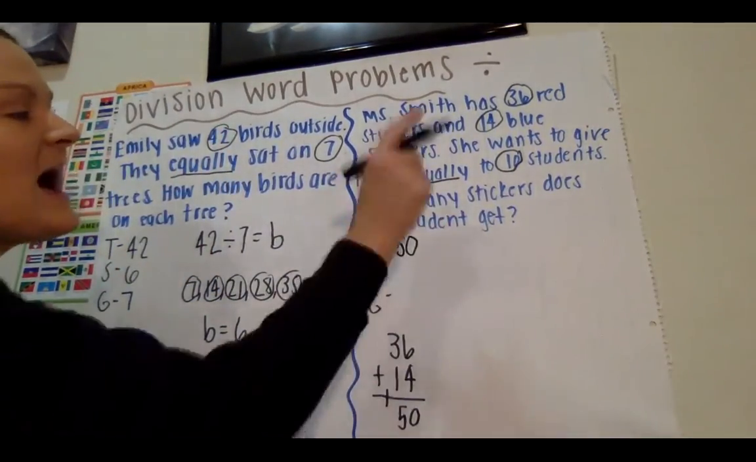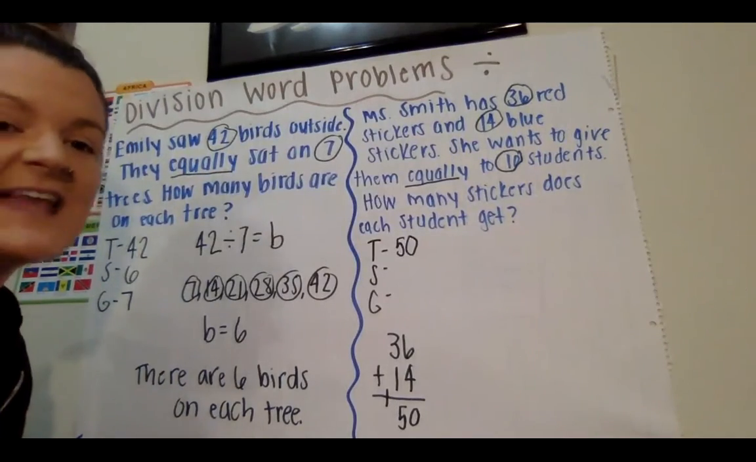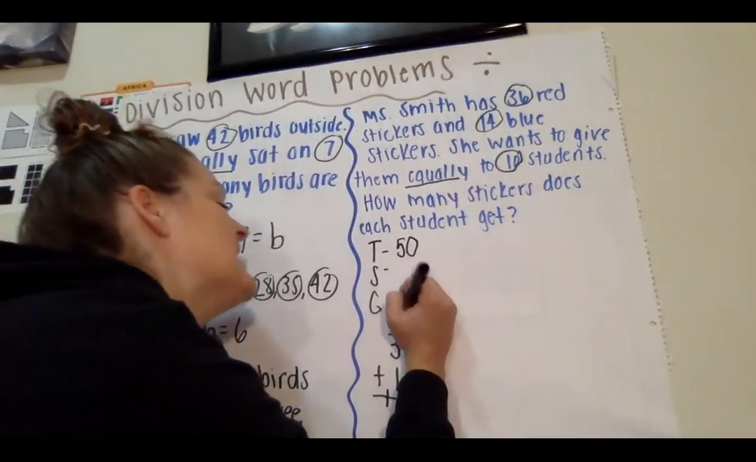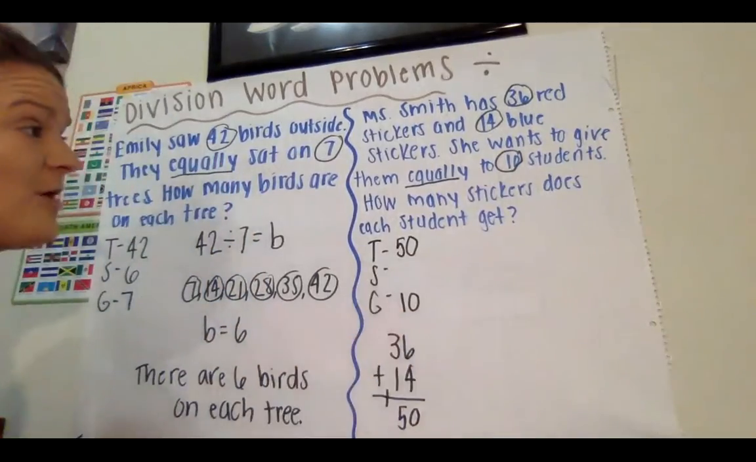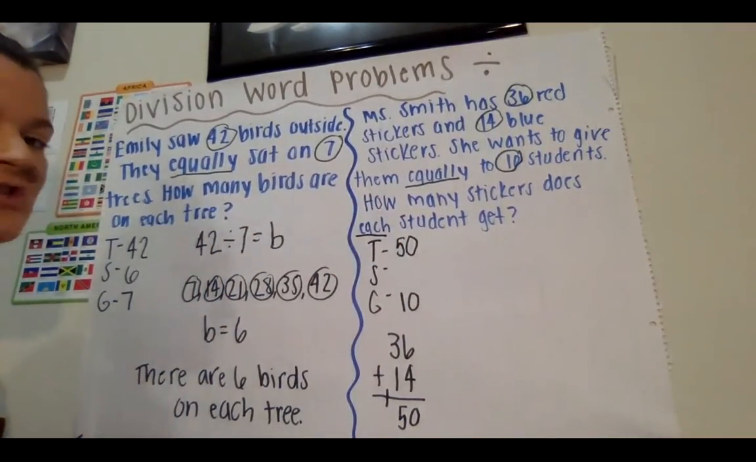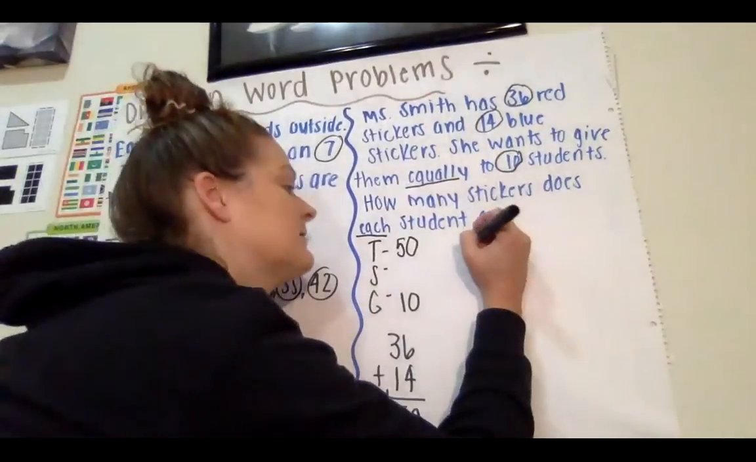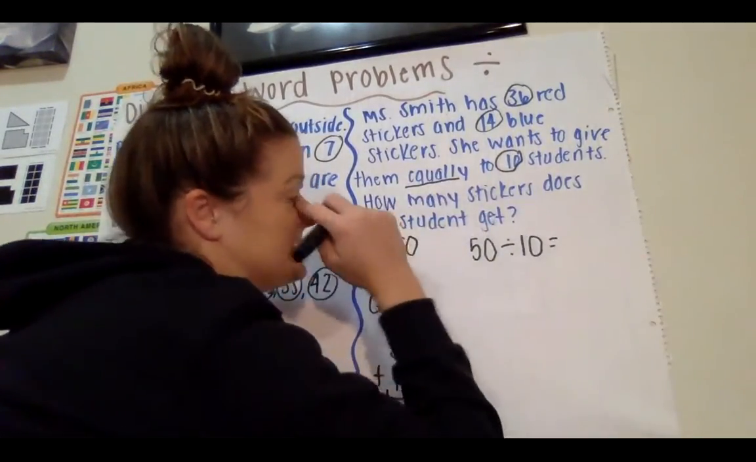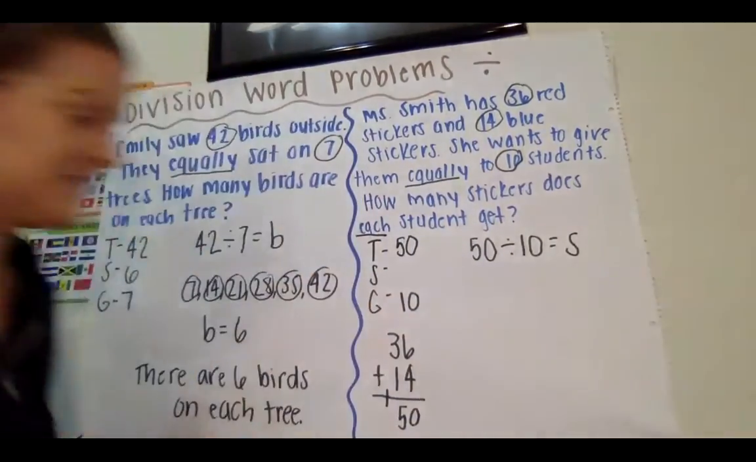And I know that I want to give them equally to 10 students. So that means each student counts as one group. So I have 10 groups, and I'm trying to figure out my size. How many stickers does each student get? Remember, each is always our key, that's going to be our size. So my equation is going to be 50 divided by 10 equals S, for stickers.